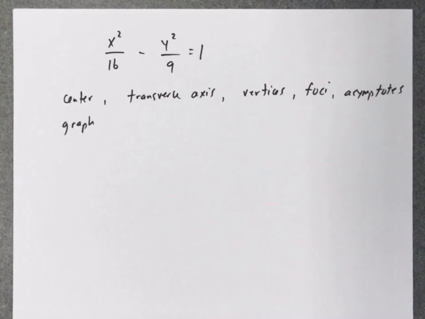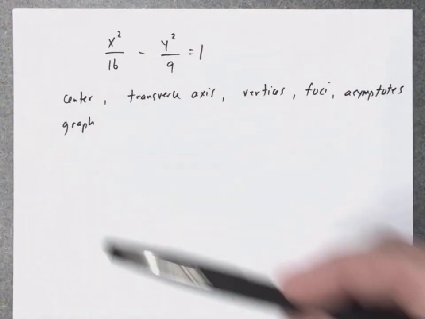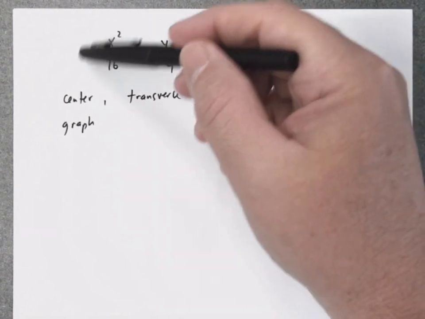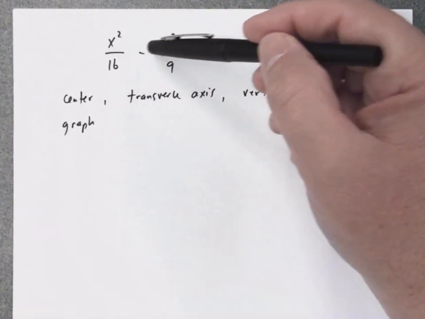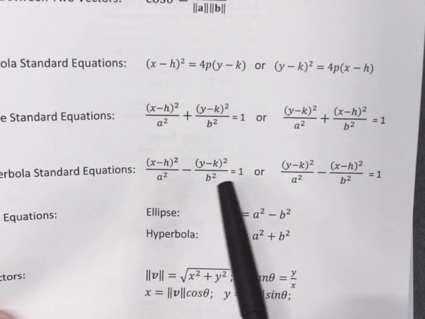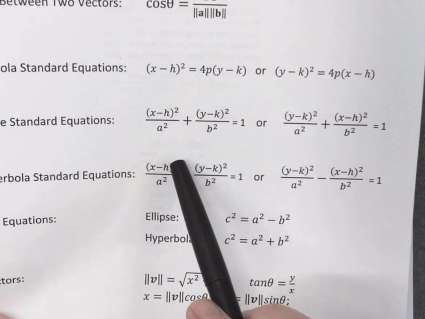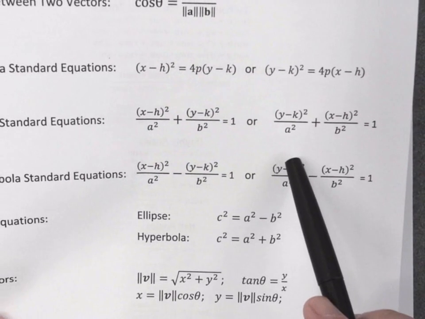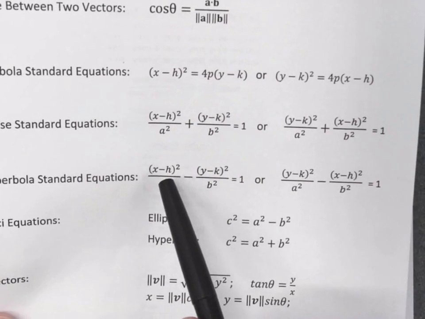So the first thing you have to do is determine which standard equation we should be using. And the key for hyperbolas is what I call the positive term. In other words, the x squared is a positive term because we're subtracting the y squared. If you look at our formula sheet, there's two equations. This first one is where the x squared is over the a squared and it's positive. The second one is where the y squared is over the a squared and it's positive.